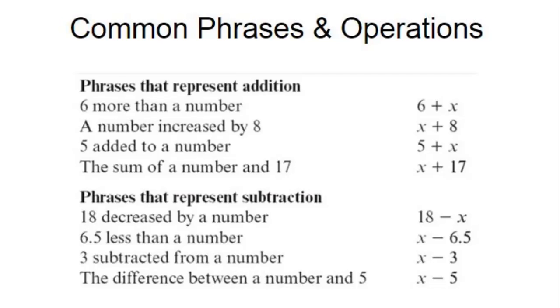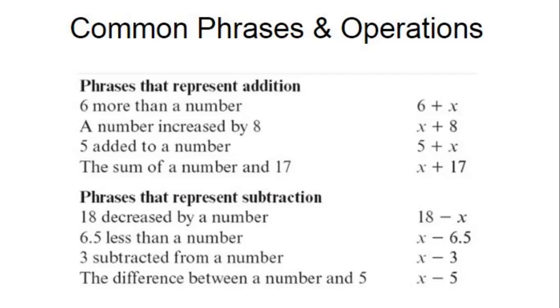6.5 less than a number. I repeat, 6.5 less than a number. So you have a number, which you are not aware of right now. Let us take it as x, and 6.5 less than that. So the expression would be x minus 6.5.